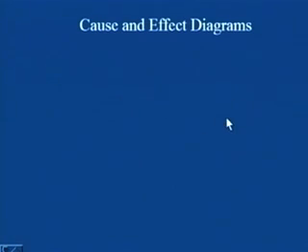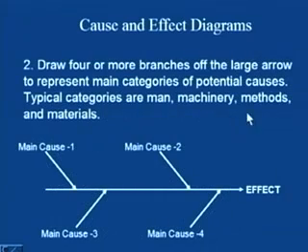The second step is to draw 4 or more branches off the large arrow to represent main categories of potential causes. Typical categories are man, machinery, methods and materials, that I mentioned earlier also. So, this is the first line that we have drawn. We have written the effect, we have drawn the horizontal line, then we divide, say for example, into the 4 categories.